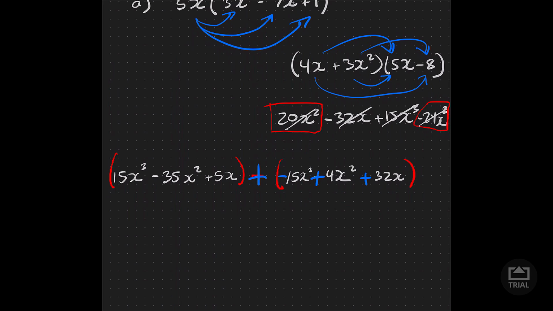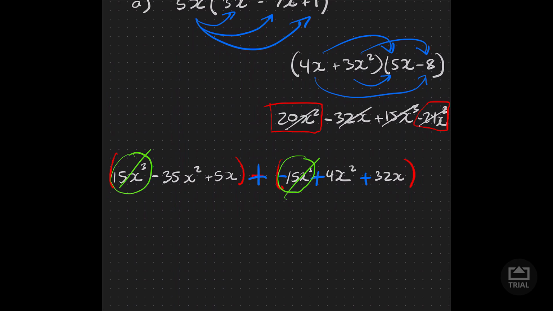Now I can basically just look at both sides and combine like terms because I have this addition sign in between. So let's start off with our degree 3. So what do I have? I've got 15x cubed, and over here I've got a negative 15x cubed, and those are going to cancel each other out.